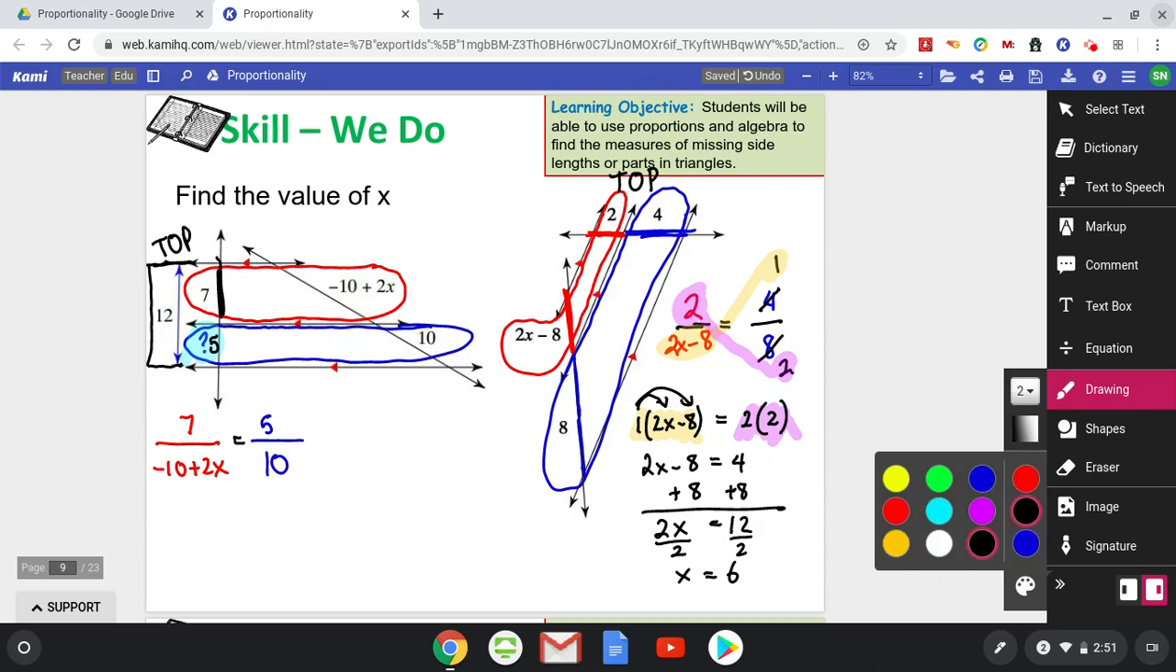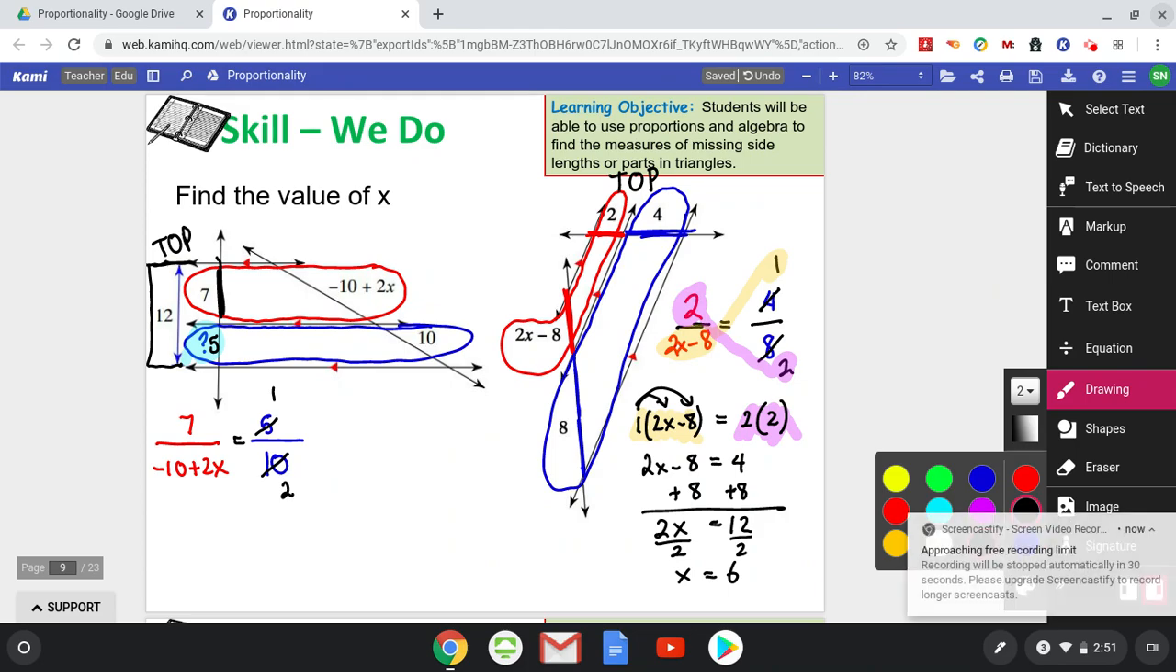Using the same idea as the problem on the right, we will divide the blue fraction by 5, because 5 and 10 are both divisible by 5. 5 divided by 5 is 1, 10 divided by 5 is 2, and we will go ahead and cross multiply. 7 times 2 is 14, equals negative 10 plus 2x, and then using algebra, solve for x. The value of x is equal to 12.